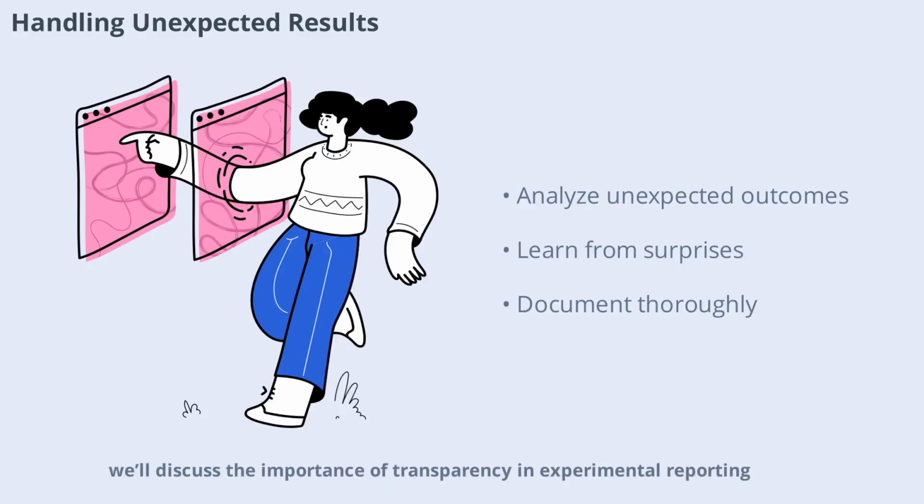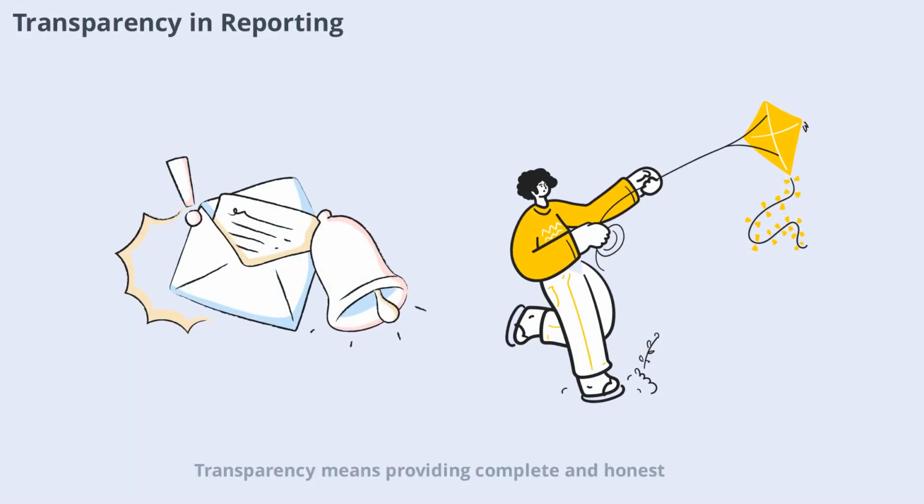Next, we'll discuss the importance of transparency in experimental reporting. Transparency means providing complete and honest accounts of experimental procedures and results. This includes sharing raw data, methods, and any deviations from the original protocol. Transparent reporting builds trust and allows others to replicate and validate findings. It's a key principle in open science.